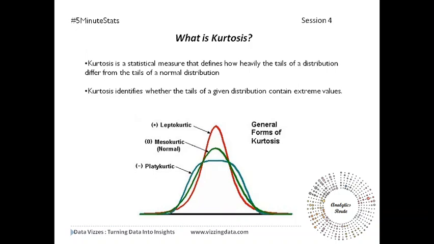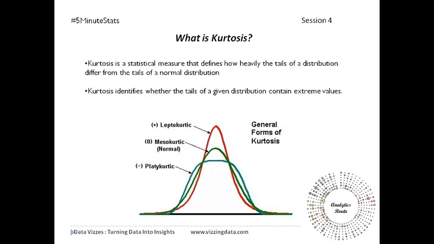A mesokurtic distribution, a data set that follows a mesokurtic distribution, has a kurtosis closer to 0. Sorry, a normal distribution has a 0 kurtosis.